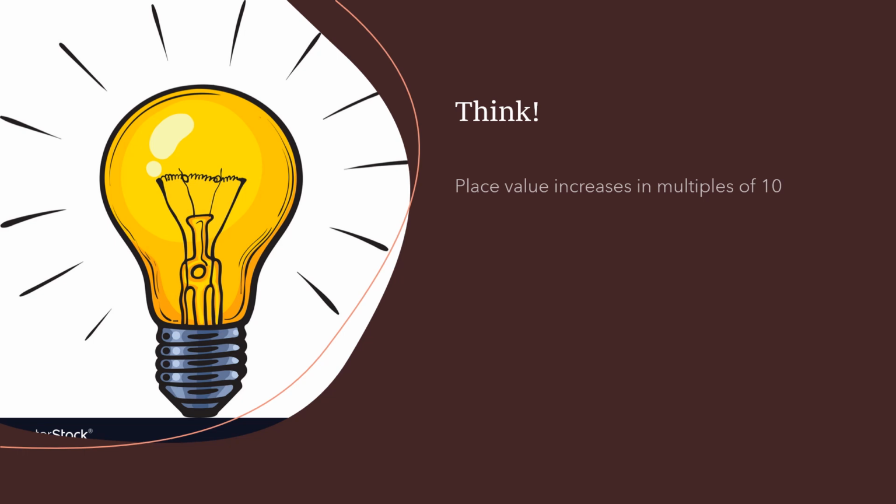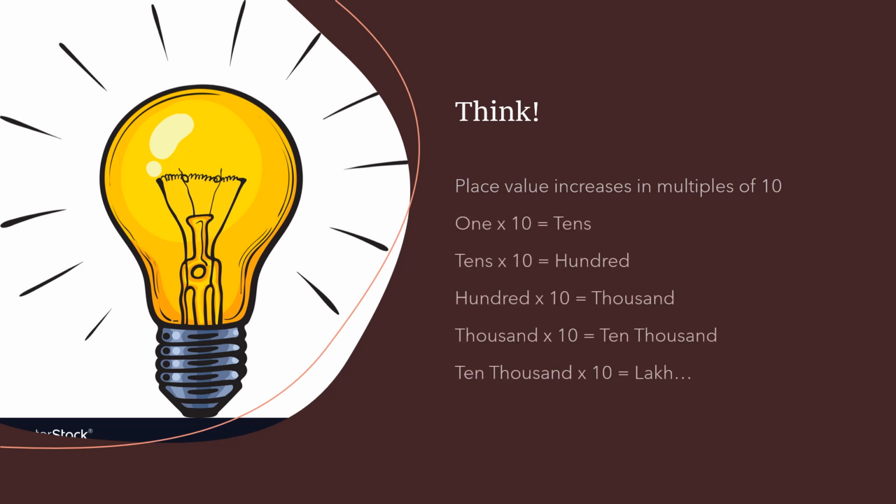Now think of something. We have just said that the place value increases in multiples of 10. We have 1 multiplied by 10, which gives us tens. 10 multiplied by 10 gives us 100. 100 multiplied by 10 gives us 1000, and so on. Our number system is therefore called the decimal system. Why is it called a decimal system? Because place value increases in multiples of 10.